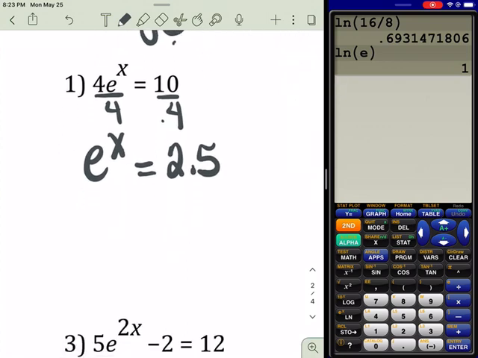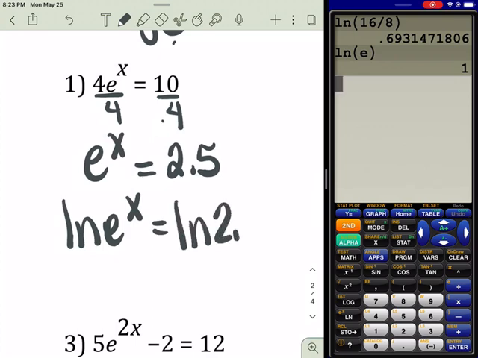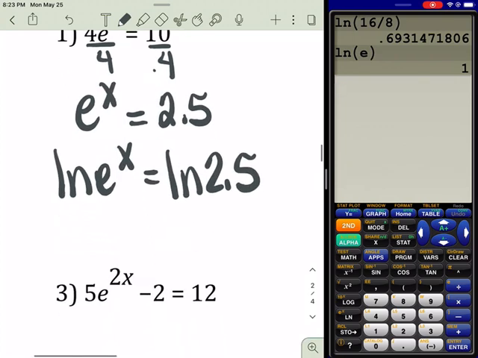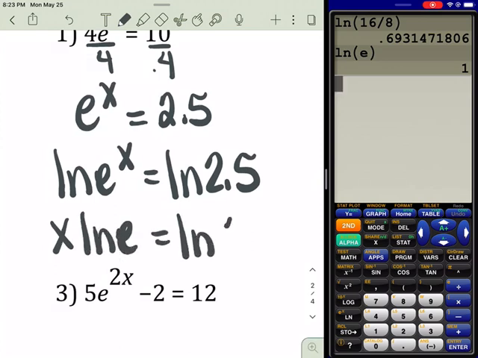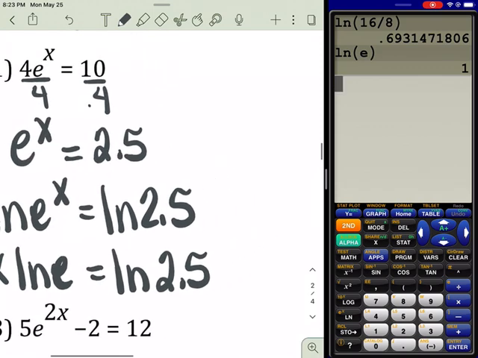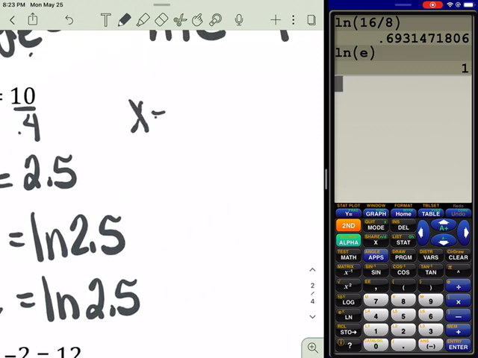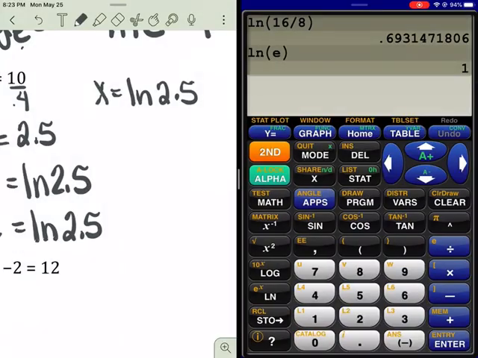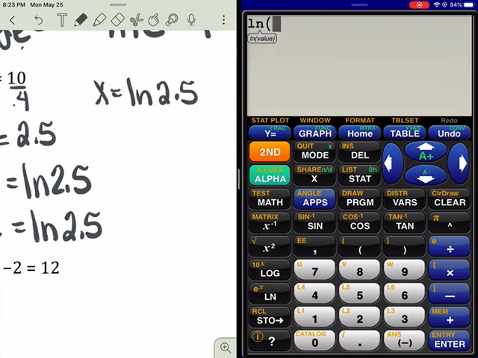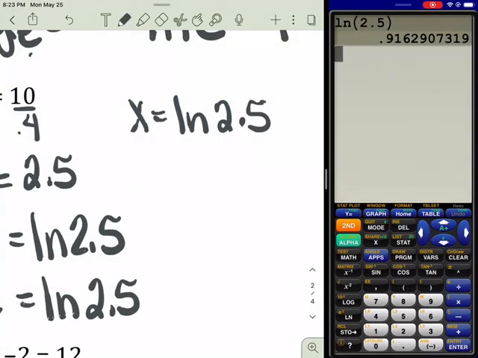Now we're going to introduce ln to both sides. So ln of e to the x equals ln of 2.5. Now, bring the x down in front. Now, ln of e automatically goes to 1. So now we get x equals ln of 2.5. I come over here, go ln 2.5, close my parentheses, press enter, 0.916, and that's our answer.